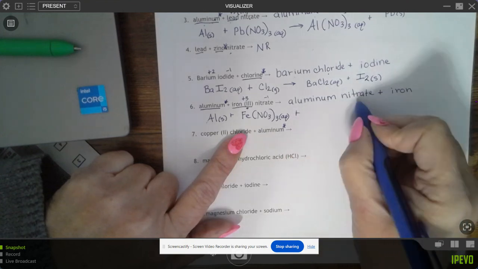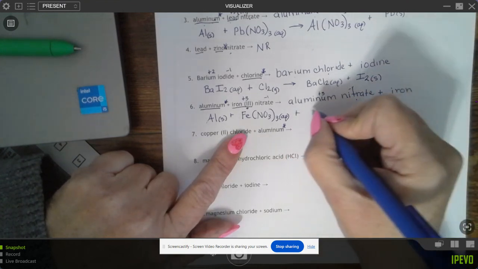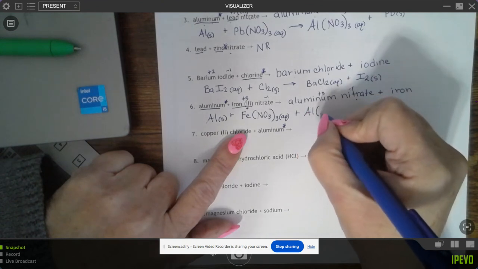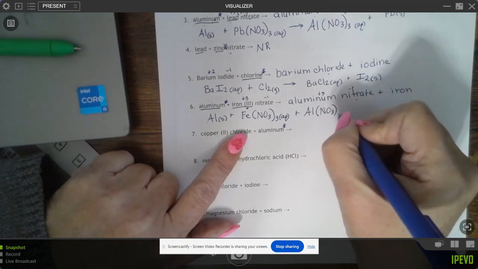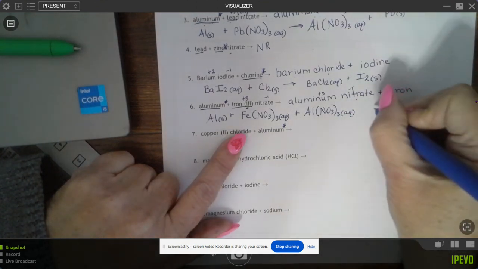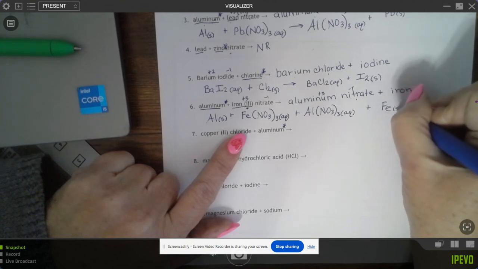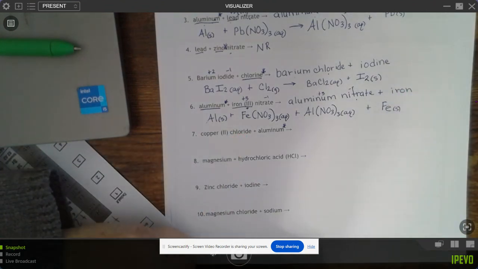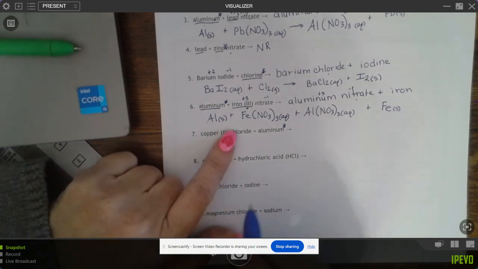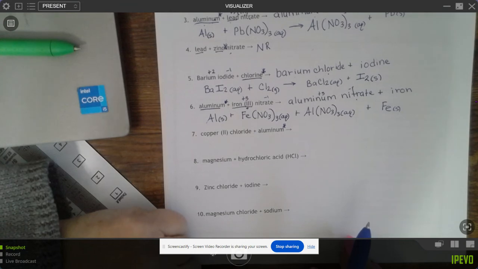Plus aluminum nitrate. So aluminum's +3, nitrate's -1. So Al(NO3)3, aqueous, plus iron, Fe, solid. All right. Wow, I did a really good job of giving you a bunch of balanced ones. That one's balanced too. Okay, moving right along.